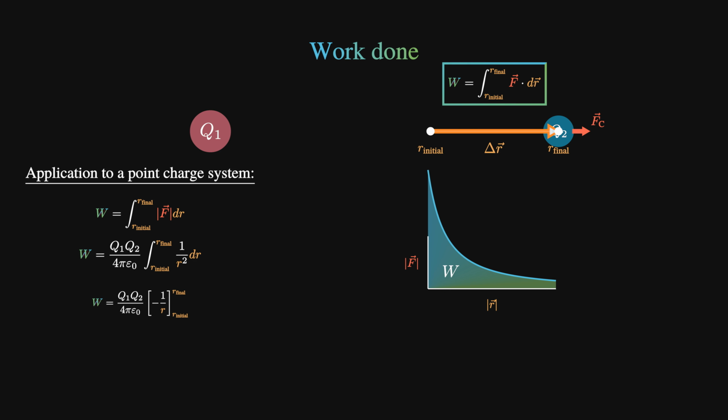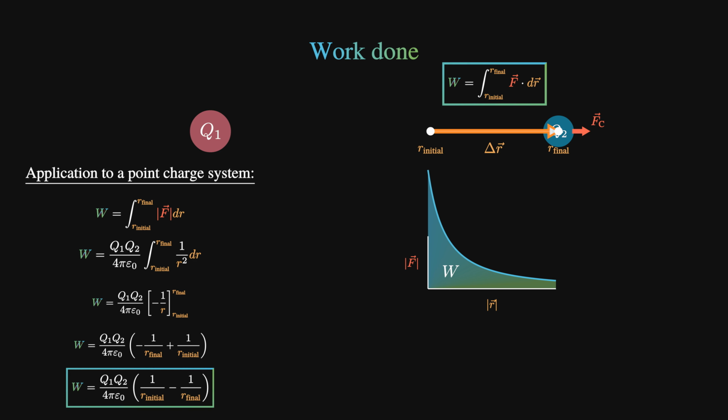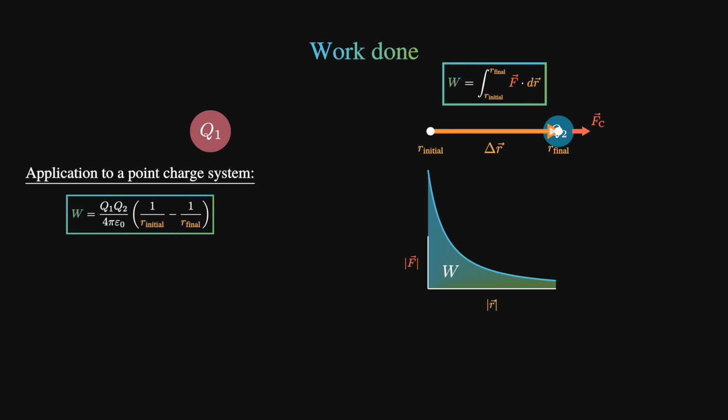If we expand the brackets, we can write the expression as follows. This is the work done by a point charge Q1 on a test charge Q2 when moving it from any position R initial to another position R final. Now, as we've already established, the change in potential energy of our test charge during all of this is equal to minus the work done by the field. Therefore, the change in potential energy is simply minus this expression.